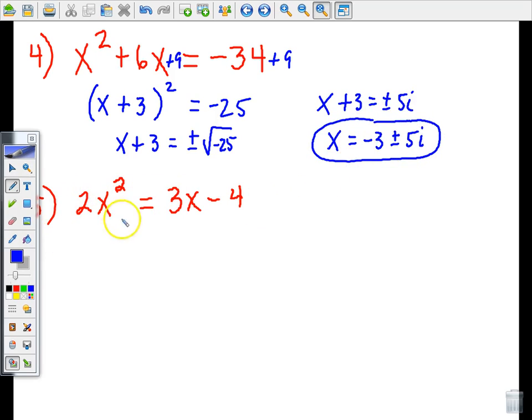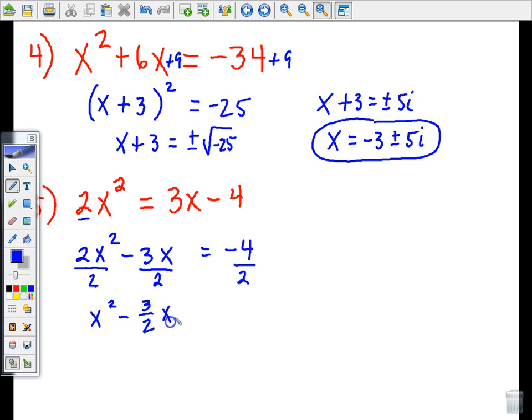Okay. Number 5 is a little different because notice I've got a coefficient greater than 1, and we said that it has to be 1, and the linear term needs to be moved. So those 2 steps need to take place before I actually complete the square. So here I've moved 3x over to the left, and now to make this quadratic coefficient be positive 1, I'm dividing everything by 2. And that's going to give me x squared minus 3 halves x equals negative 2.